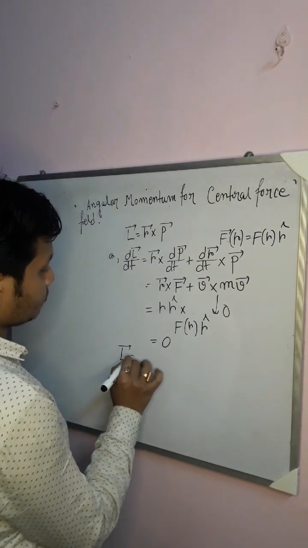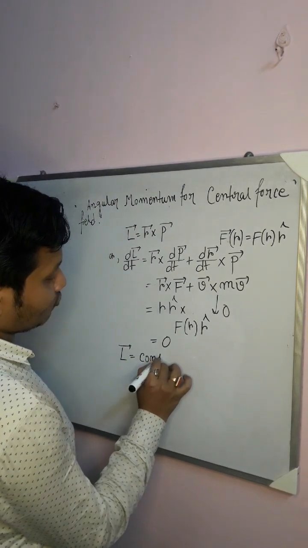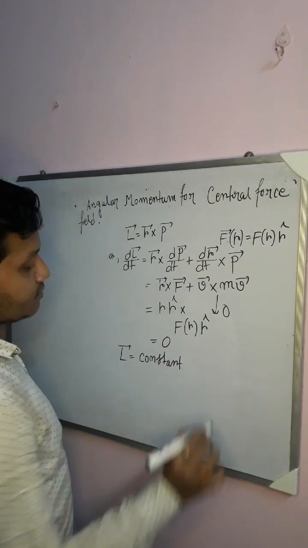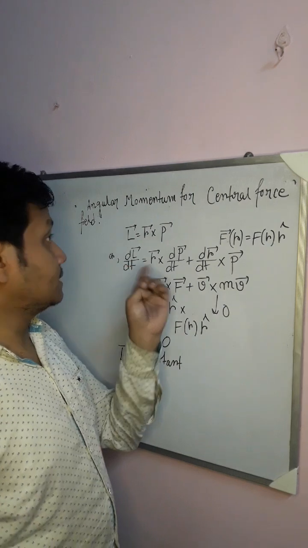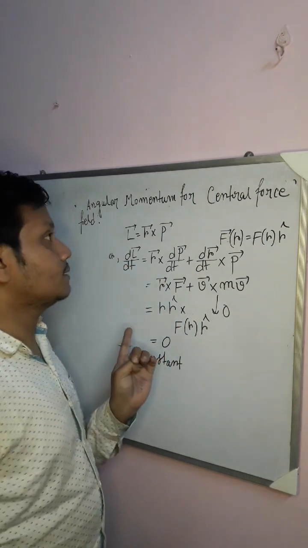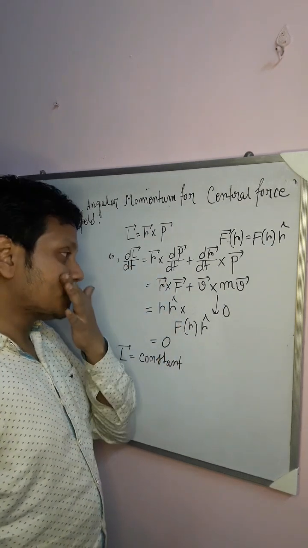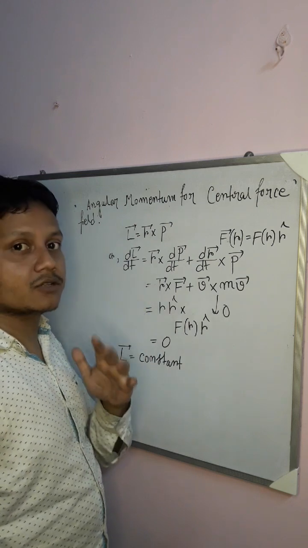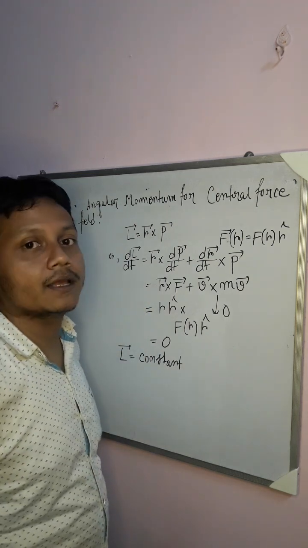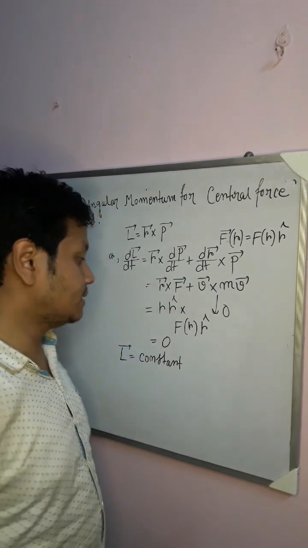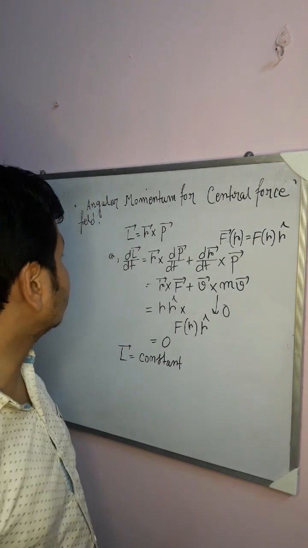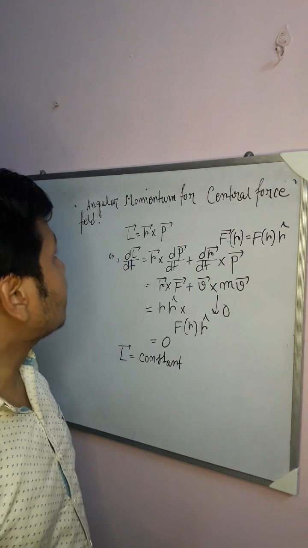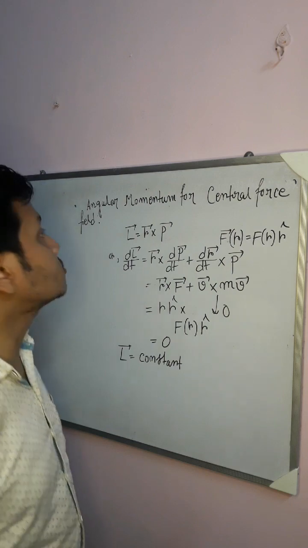So for a central force field, we can write that the angular momentum of a particle remains constant. We did this previously: the angular momentum for a central force field remains constant, or if a particle lies in a central force field, then its angular momentum is conserved. So this is the justification. This is the angular momentum for a central force field.